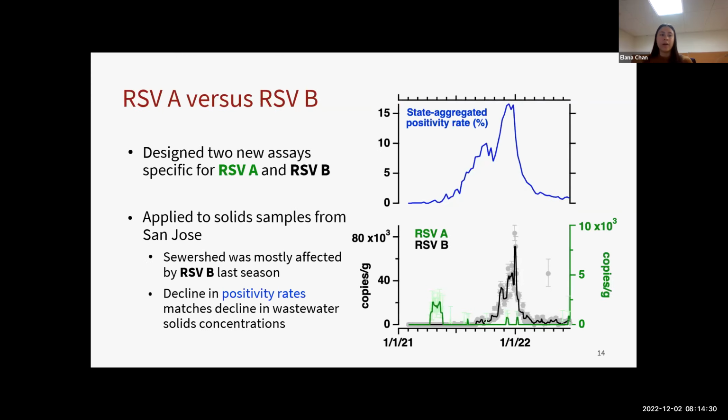And then secondly, 2 new assays were developed that were specific to RSV-A and RSV-B. So this graph here shows, again, the statewide positivity rate now in blue, and on the bottom, RSV-A in green and RSV-B in black. And so these assays were applied to solid samples from the San Jose site. And as you can see in this figure here, this sewer shed specifically was most affected by RSV-B last season. And then once again, you can see that the decline in positivity rates was correlated with the decline in wastewater solids concentrations once again. So this work just kind of helped differentiate the 2 RSV types from each other.